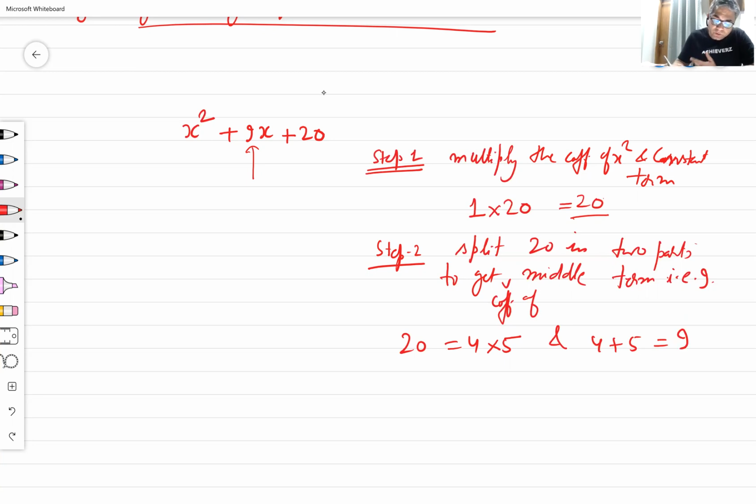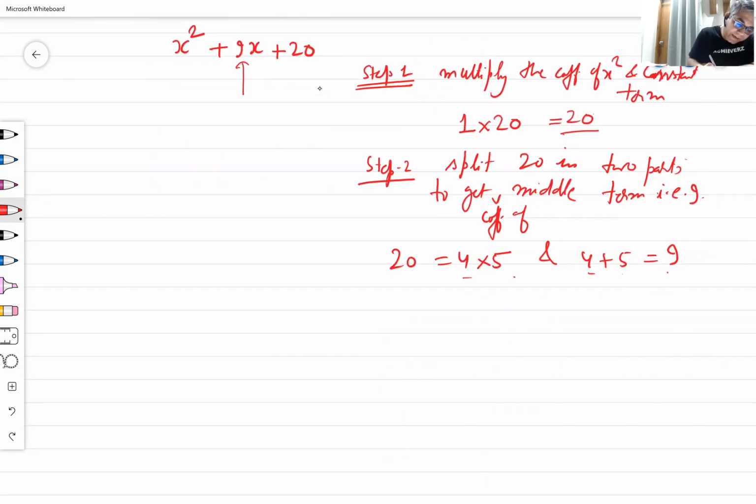And look, we could have factored 20 in many other ways. For example, 1 into 20, of course, that is also 20, but 1 plus 20 does not give you 9. We could have factored it as 10 into 2, but again, 10 plus 2 will not give you 9. So we were left with one choice, 4 into 5, and we can see the sum gives you 9. Okay, so now let's come to our question.